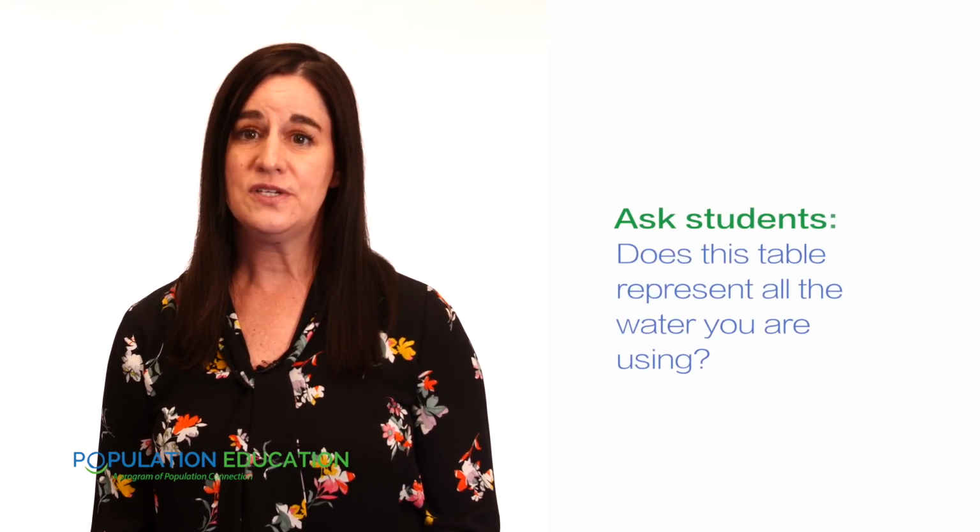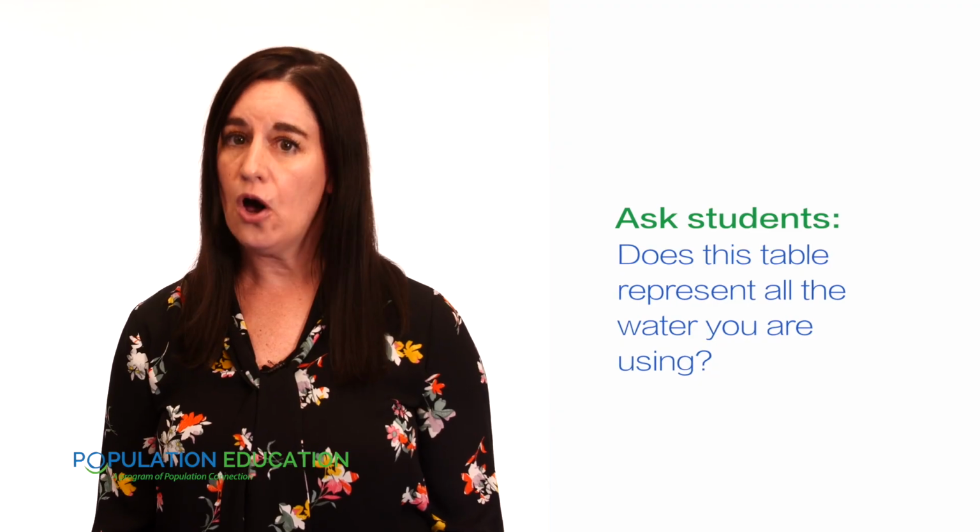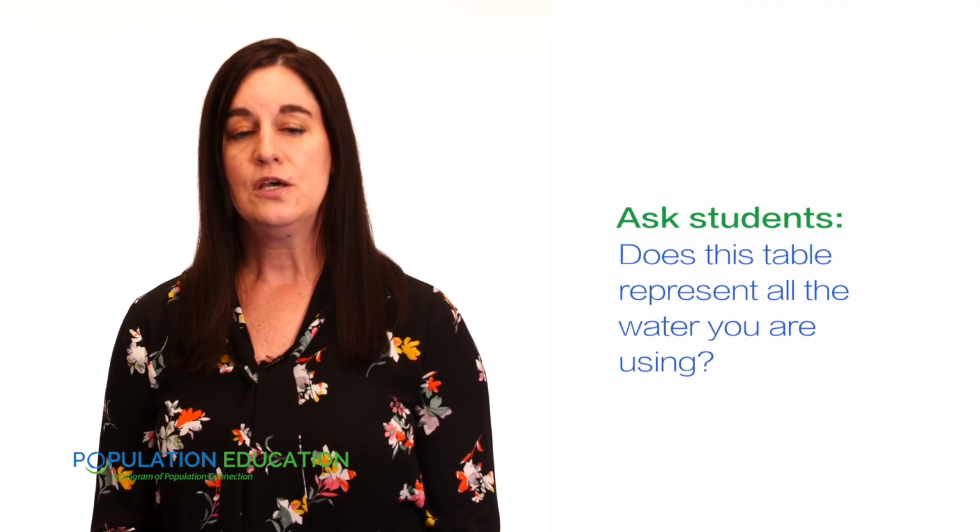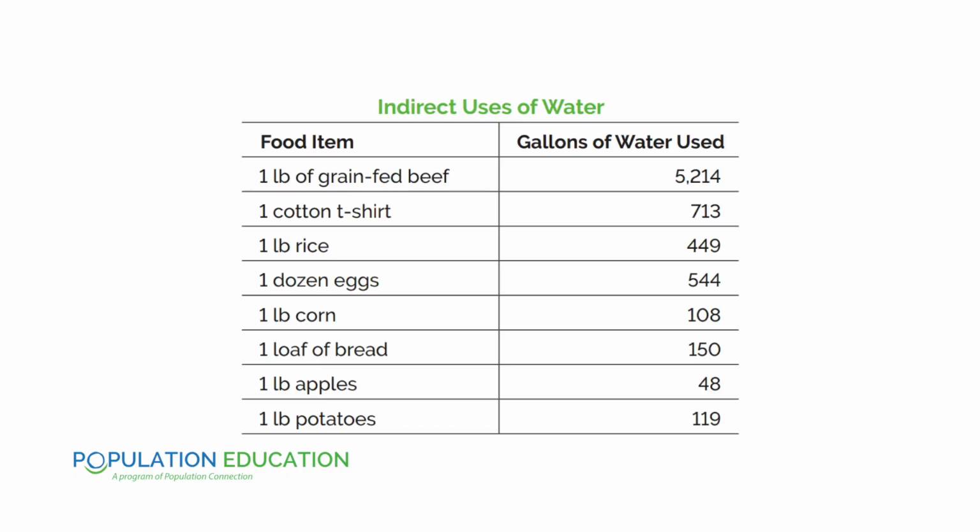Then, ask students if they think this table represents all of the water they are using. You might need to remind them that there are many indirect ways they are consuming water, and display the table provided in the lesson. Have students consider how they might be able to cut back on their indirect uses of water, like eating less meat or buying less new clothing, some ways they may not have thought about before.